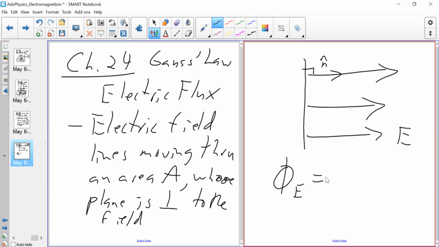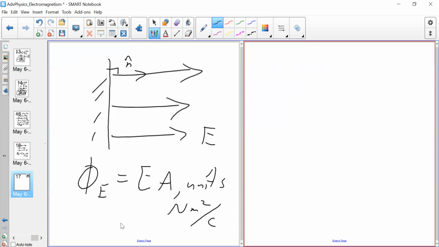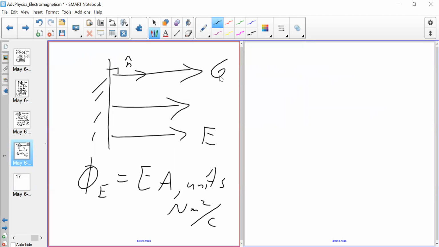Same direction as the normal plane, the vector perpendicular to the plane of the paper. Here's the paper. Okay, so electric flux is electric field times the area. Units: Newton meters squared per Coulomb. So going forward on that. All right. So this flux is a number of electric field lines crossing this area that we see there.